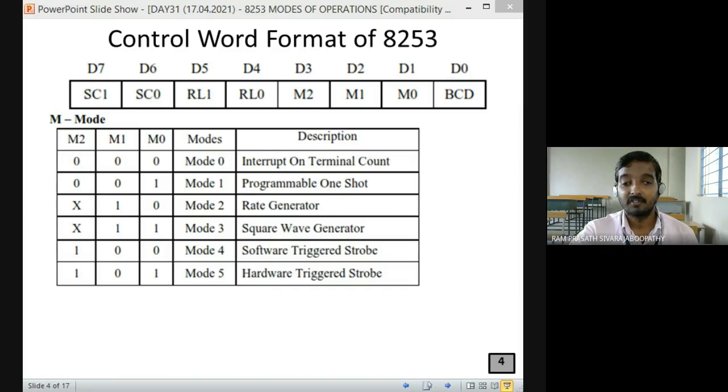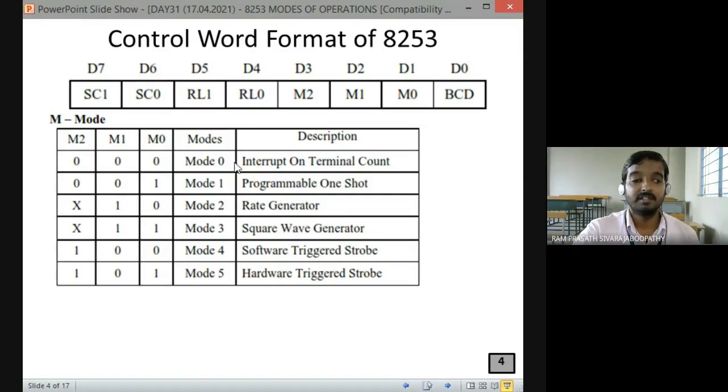What happens if I put the value as 1, 1, 1? Yes, mode 3. It won't consider the M2 bit. Fine. So that is how to configure the mode of operation.